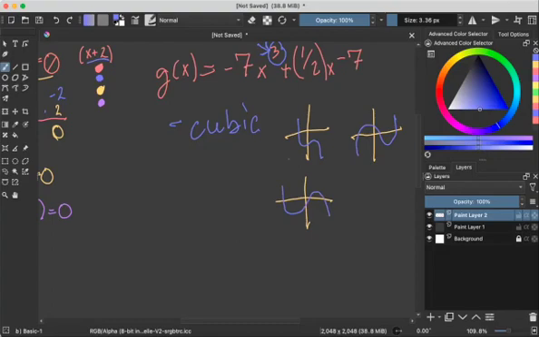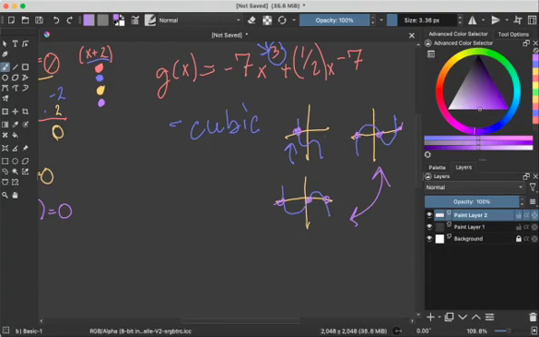You see how this one doesn't touch, the turning points don't touch the x-axis at all, while these two do. So we can count it 1, 2, 3, 1, 2, 3. Well, this one only has one contact.